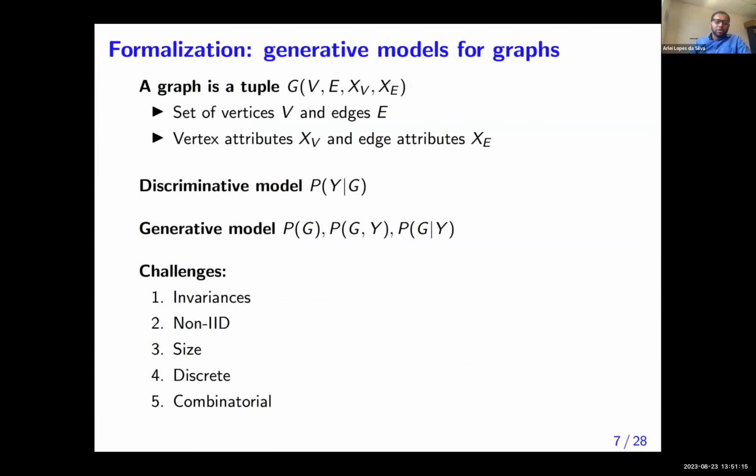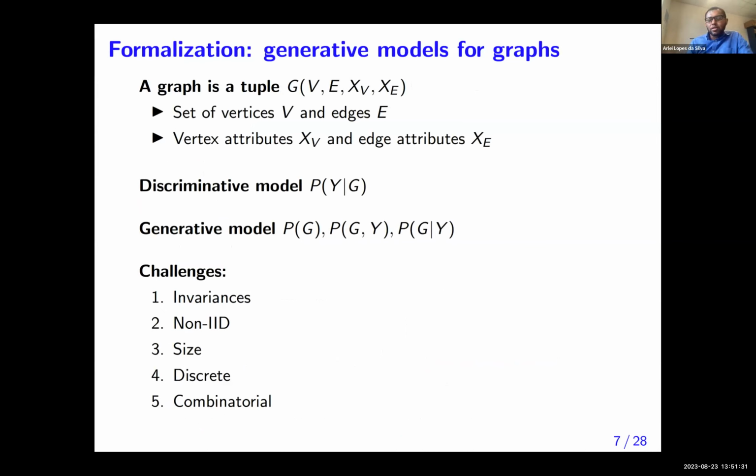So just to formalize what we're calling a generative model for a graph. In this case, a graph is just a tuple. We're calling here G. It has a set of vertices, a set of edges. And then for each of these, I can have attributes. So I can have node attributes or vertex attributes and edge attributes.